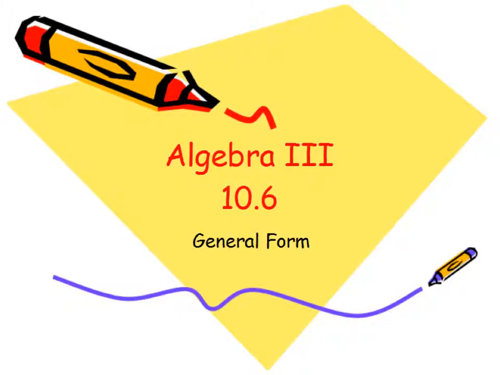Hello. All right, so we have now learned all of the different types of conics. We have circles, parabolas, ellipses, and hyperbolas. And we've focused mostly on their graphs. Today we're going to look at them from a more algebraic sense.